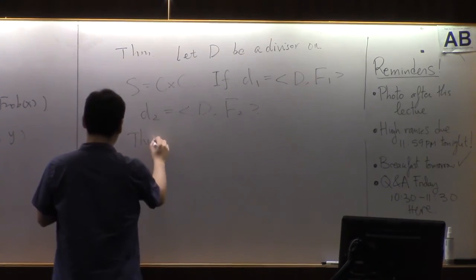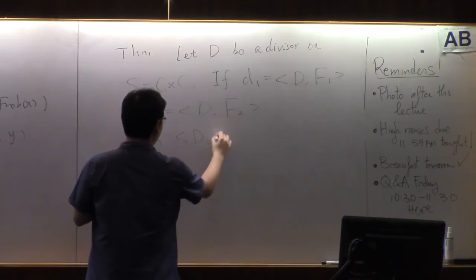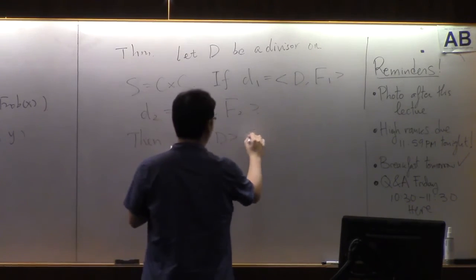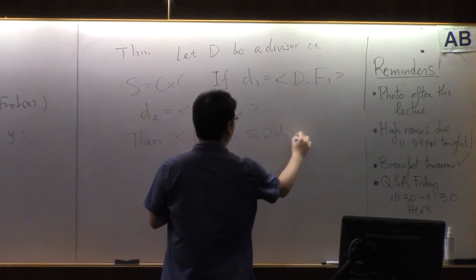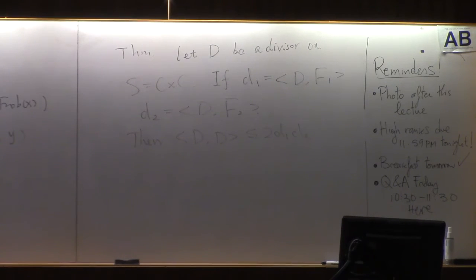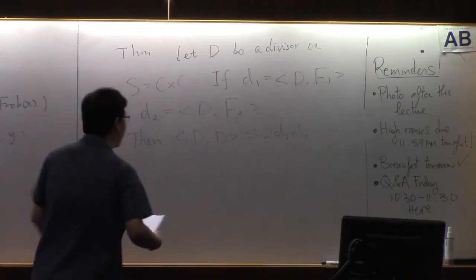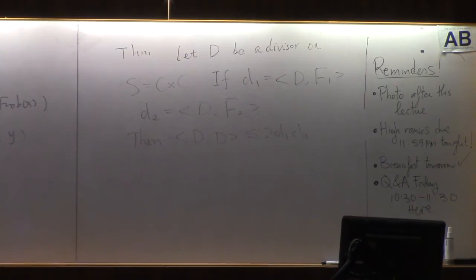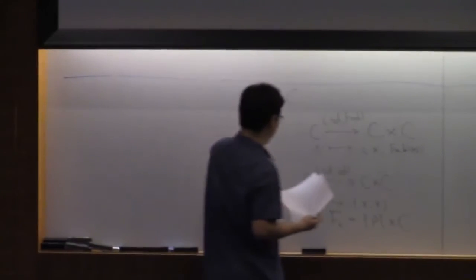Then I have the inequality: the self-intersection number of D is always smaller than or equal to 2 times D1 times D2. This is a very difficult inequality to prove, so we have to assume this fact in order to prove the Riemann hypothesis.